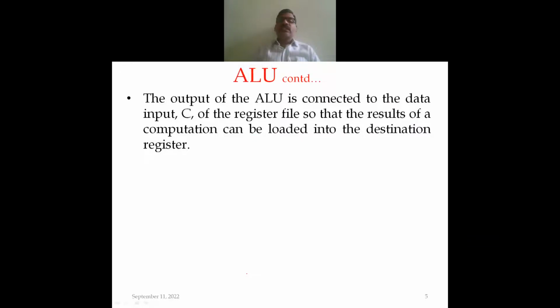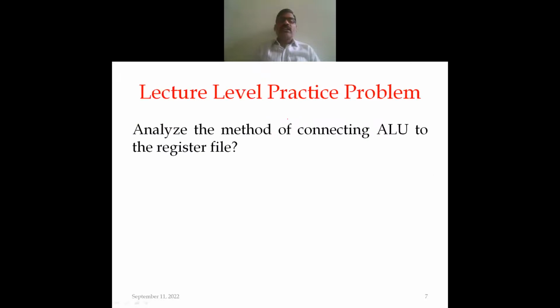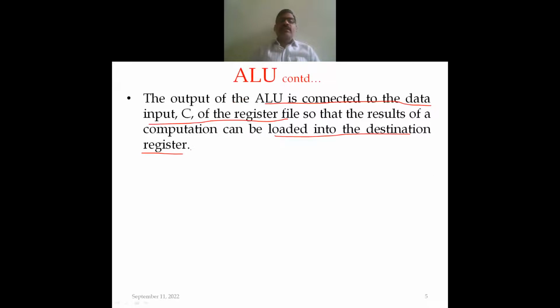So the output of the ALU is connected to the data inputs of the register file, so that the result of the computation can be loaded again into the destination register. The output of this arithmetic logic unit is connected to the data input C of the register file, so it will be stored again in the destination register. This is how the connection is done. This is one way we connect the ALU with the register file.